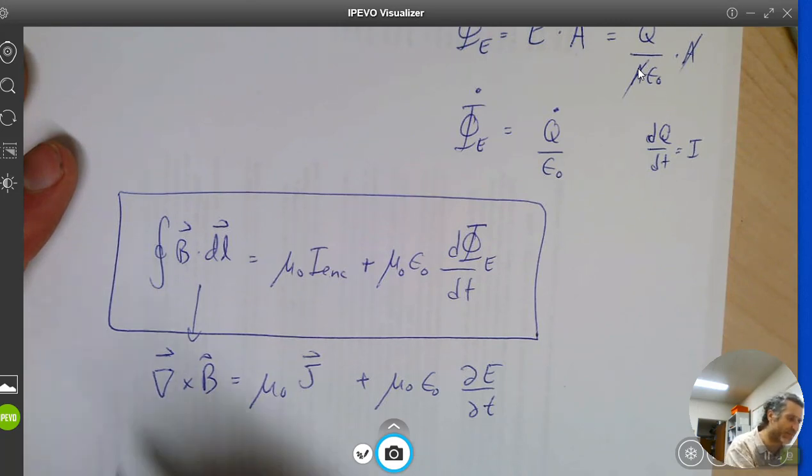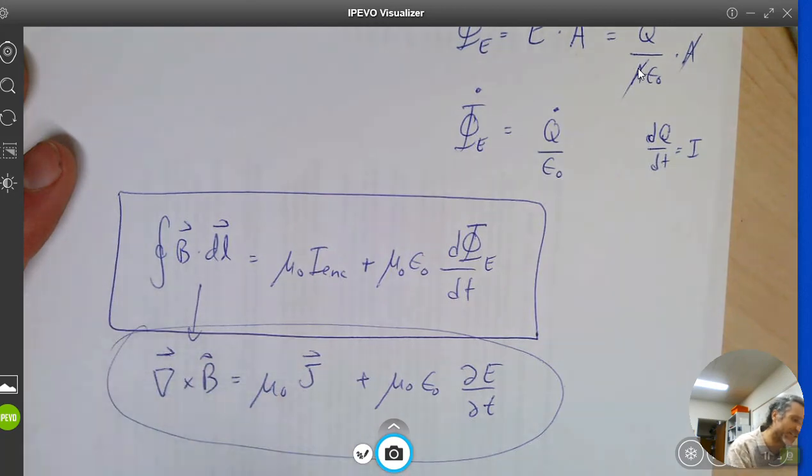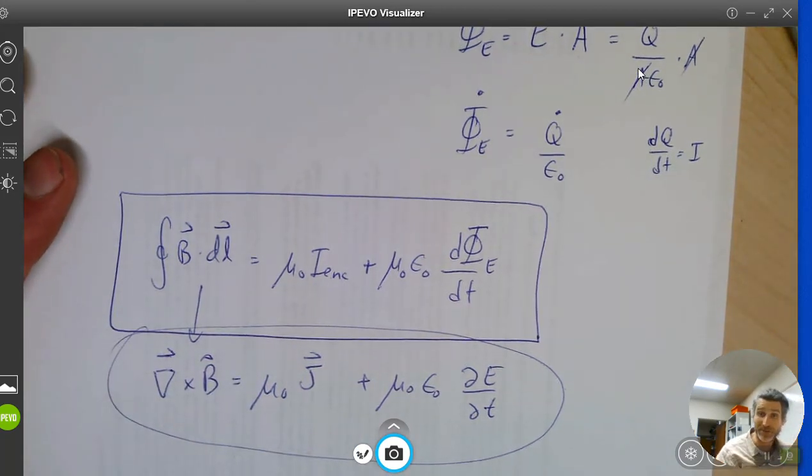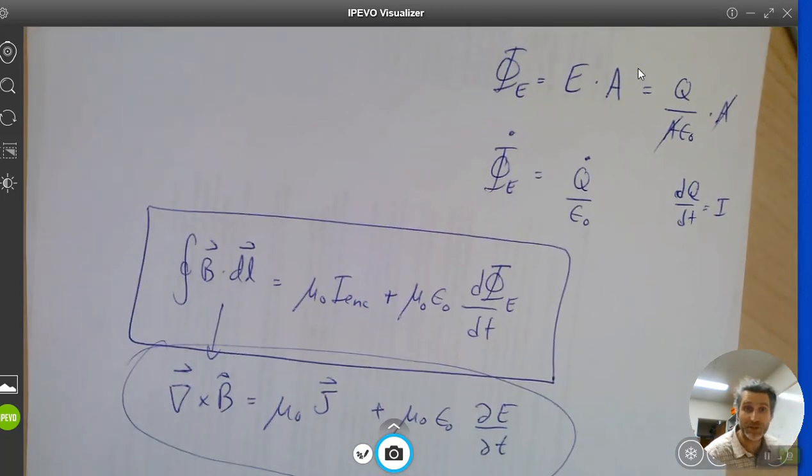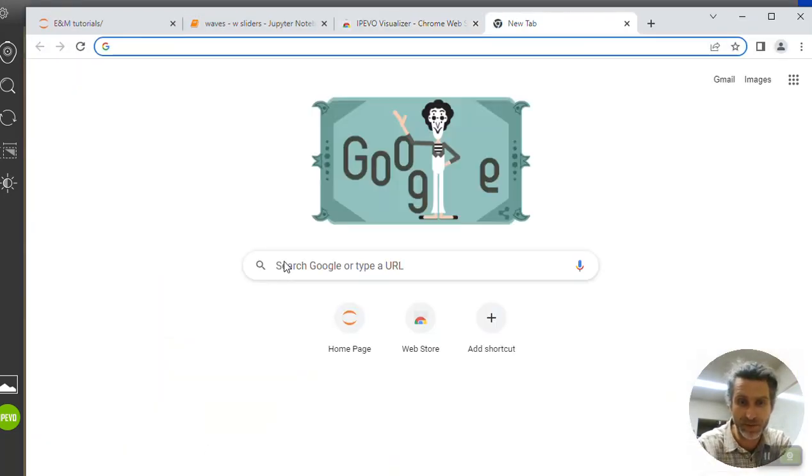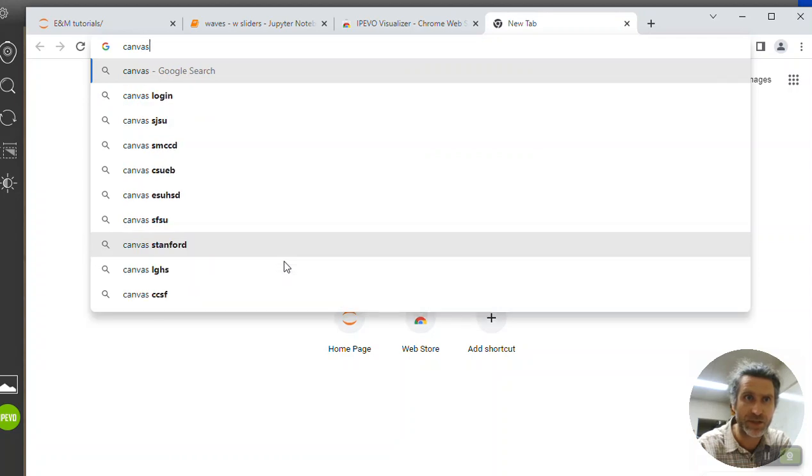And this has profound and meaningful consequences for Maxwell's equations, and I wanted to show you. I had it open earlier, but let me go ahead and open up my canvas here so I can show you.